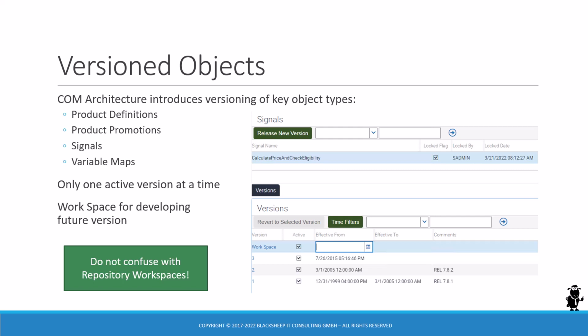And of course, in the first part of the course, which you have probably done while sitting here, you learned a lot about versioning of products, etc. And we will use the versioning in this class for signals and variable maps, etc.